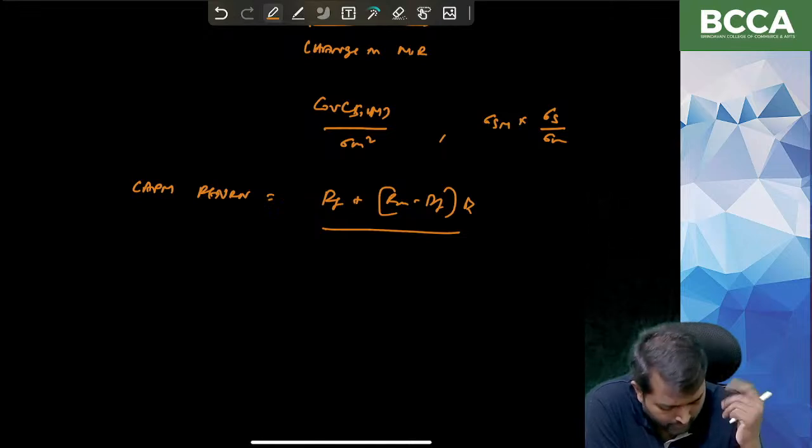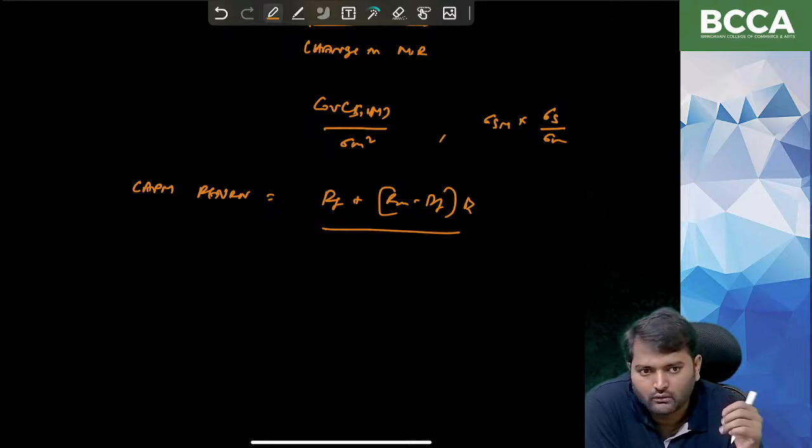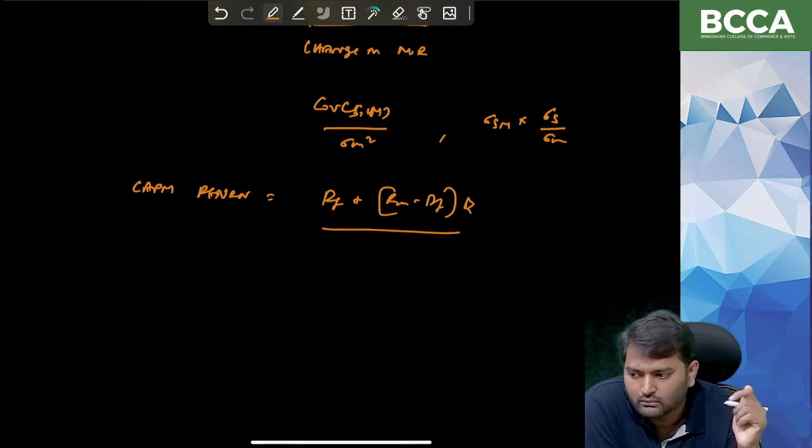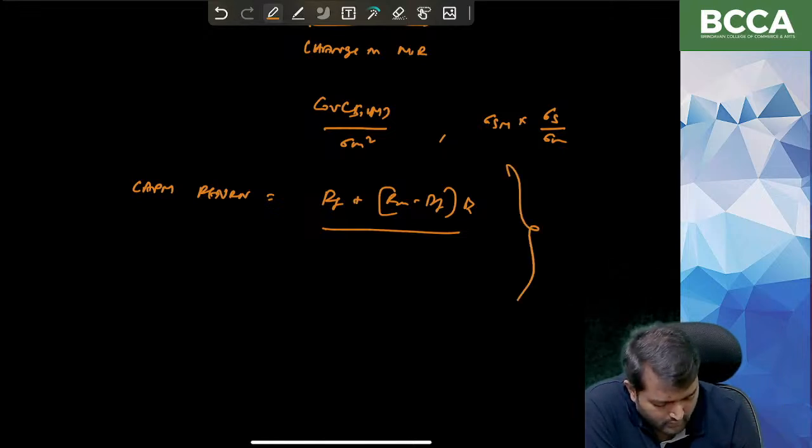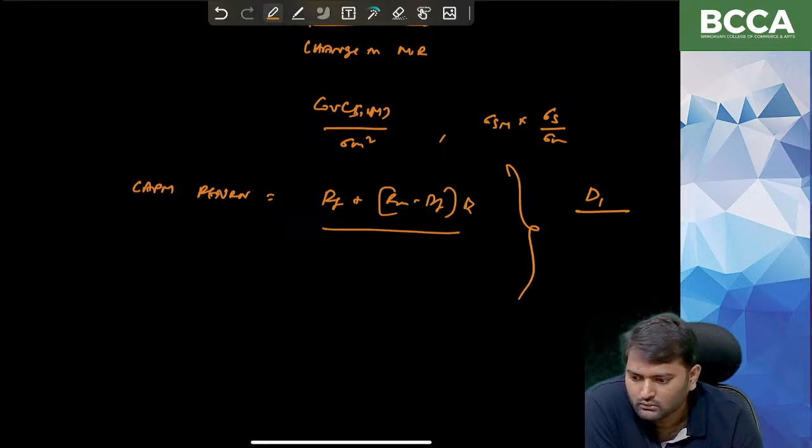Okay. So CAPM return. Why are we finding out CAPM return? For pricing the security. So we learned time value of money, and in that, one of the main formulas we have applied is the dividend discount model. D1 divided by KE minus G. Yes or no?